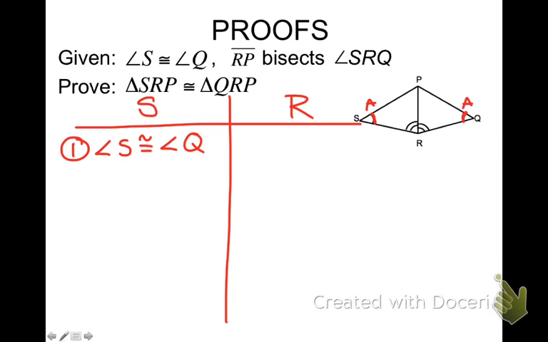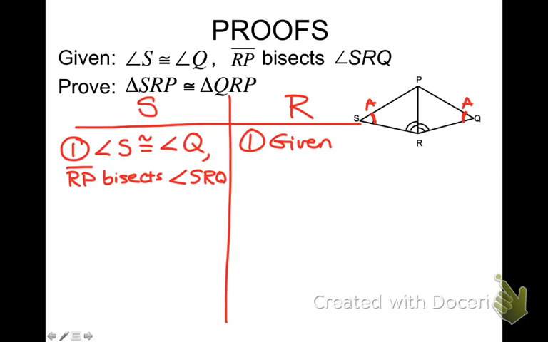All right. What else do they give us in the given? They say that RP bisects angle SRQ. It's given. All right. Red flag: bisects. I've got two options for bisect. I have a segment bisector, or I have an angle bisector. Which one is this one talking about? It's an angle bisector, right? It's bisecting an angle.